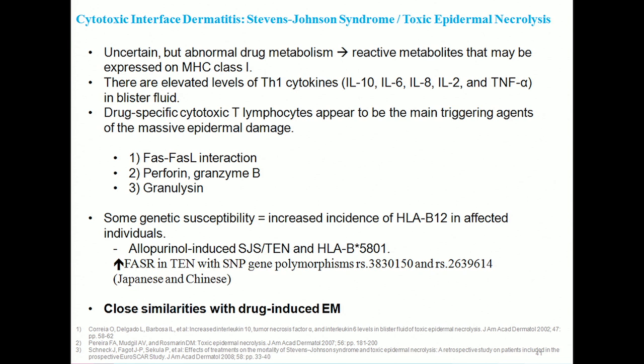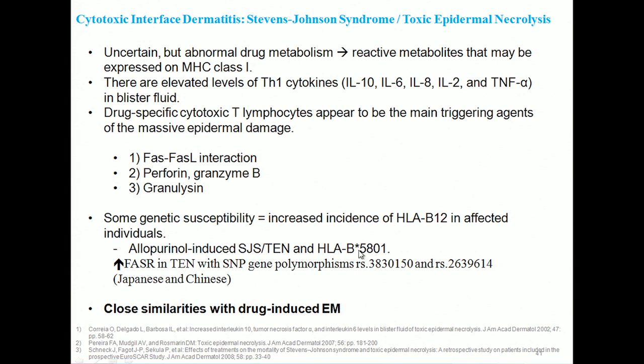But in terms of the pathogenesis, it's very different than EM. It's uncertain, but what's thought to happen is that there's abnormal drug metabolism resulting in drug metabolites that may be expressed on MHC class I molecules. There are elevated levels of Th1 cytokines, and drug-specific cytotoxic T lymphocytes appear to be the main triggering agents of the massive epidermal damage through three mechanisms: FAS and FAS ligand, perforin, granzyme B, and granulysin. And there's some genetics involved here too, with increased incidence in HLA-B12 individuals.